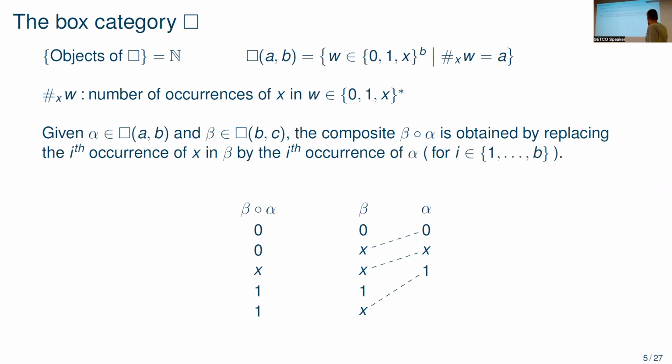So once again, it would have been much easier with a blackboard. But you can imagine this as the inclusion of a cube of dimension A into a face of dimension B. And the composite is just given by replacing the occurrences of X in beta by the letters of alpha, as on the picture. It really matches the composition of functions.